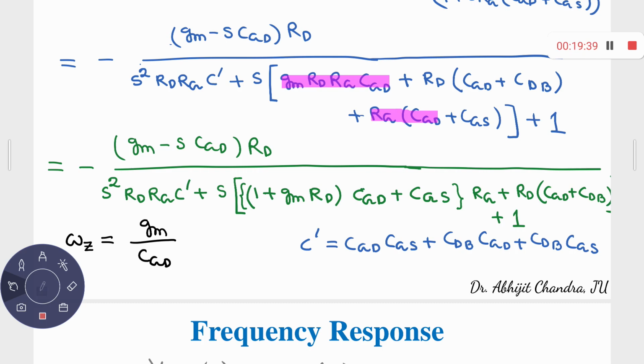What is the value? GM minus SCGD equal to 0, right? Then what is your corresponding omega value? Is it small or large? This omega, GM, is very large. GM upon CGD, omega.